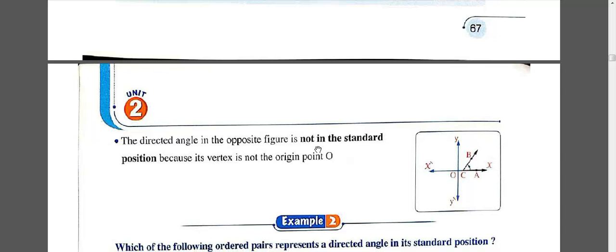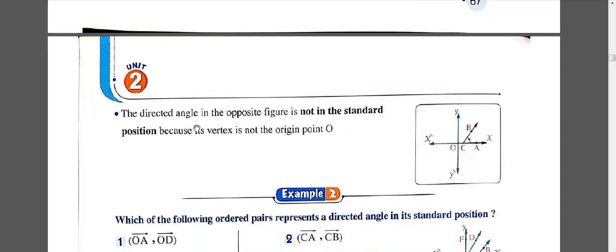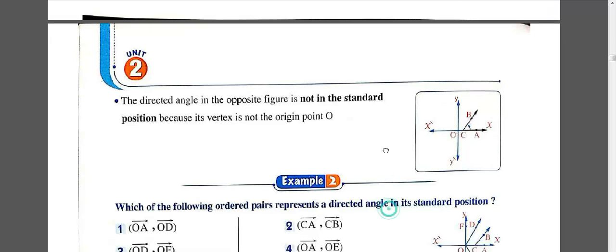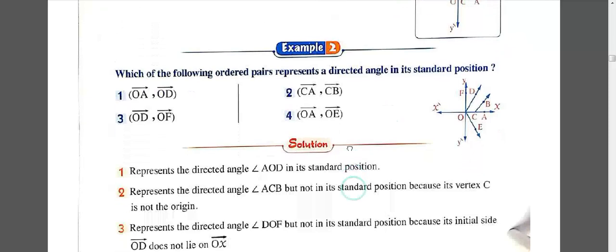Look at here, the directed angle in the opposite figure is not in the standard position. Why? Because its vertex C is not the origin point O. We must put this angle's vertex at O. Example number 2, you solve it.